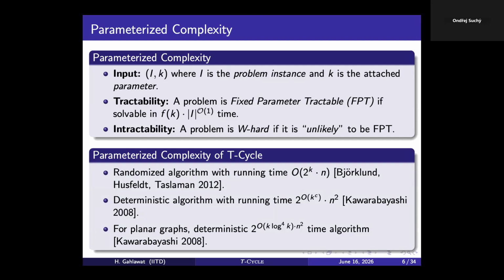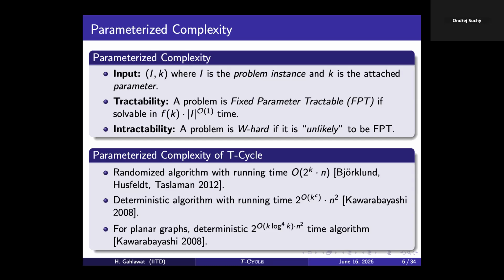The parameterized complexity of this problem is interesting. Already in 2012, we achieved a randomized algorithm with running time 2 to the power k and linear in n. k is the number of terminals, the size of T. This is very interesting because since then, people have been trying continuously to get a derandomized algorithm. This is one of the open problems that is discussed again and again among the people who work on parameterized complexity of terminal kinds of problems.